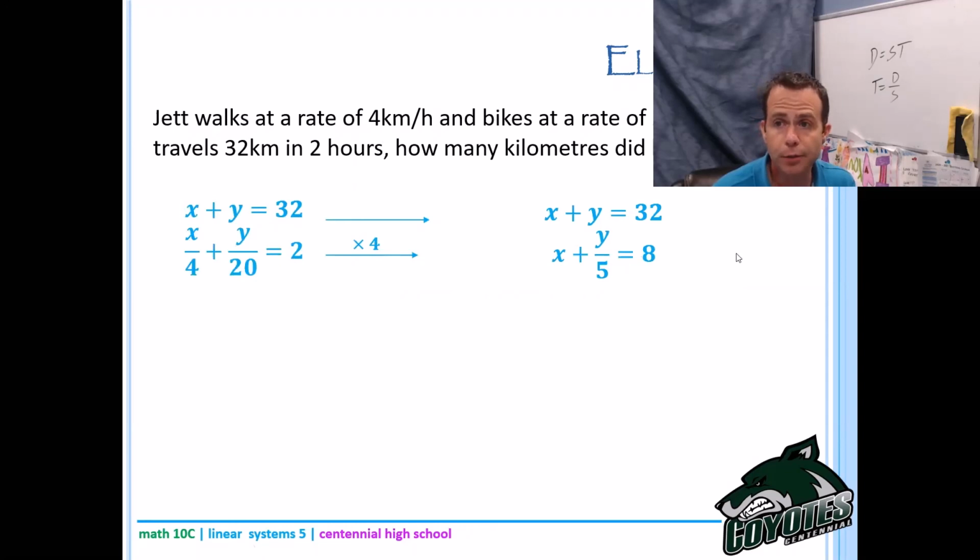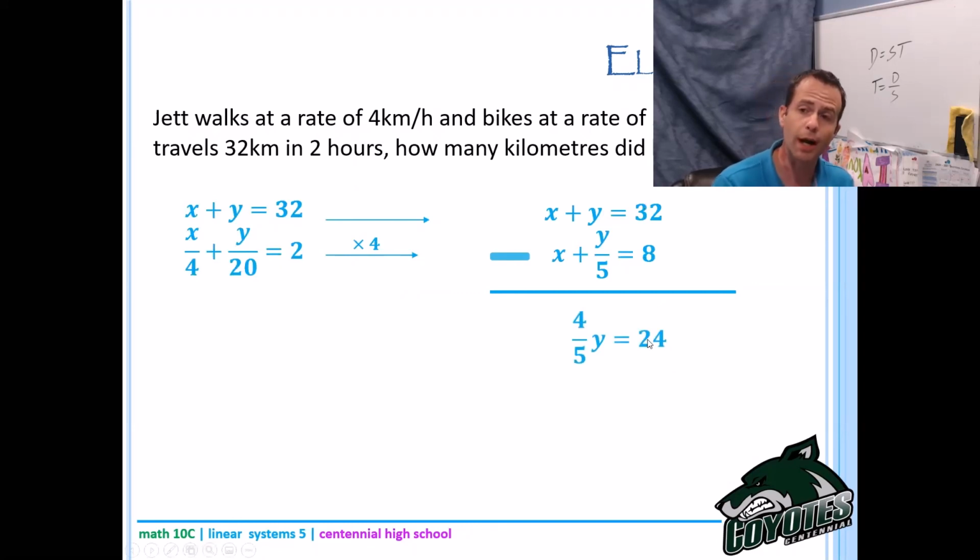I'm now ready to eliminate because I have x's with the same coefficient. So because they're the same sign, they're both positive, I'm going to subtract them. Okay, so I end up with 1 minus 1/5. 1 minus 1/5 is 4/5. And then I've got up top 32 minus 8, and that's where the 24 comes from. So now to get y, I'll multiply by 5 and divide by 4, and that gives me y equals 30.